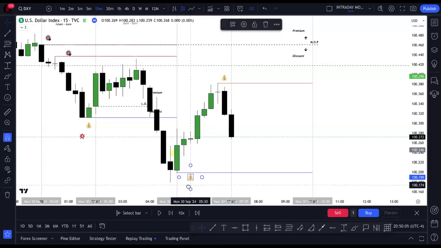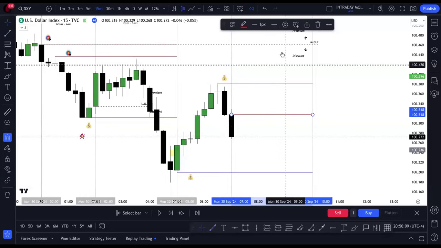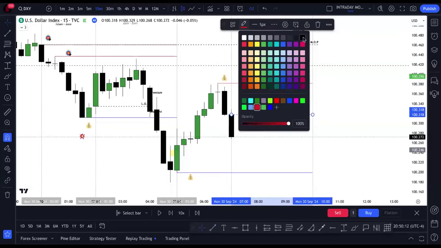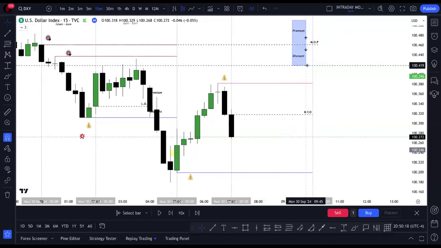Buy side, sell side. You've got the opening price of the New York session. Same thing applies. Anything above it is a premium. Anything below it is a discount.